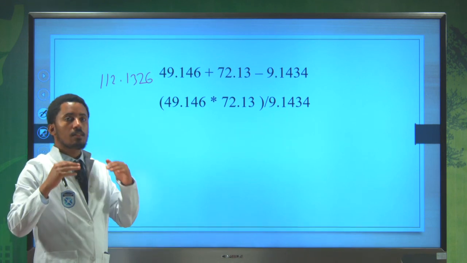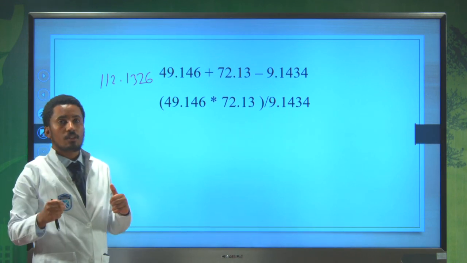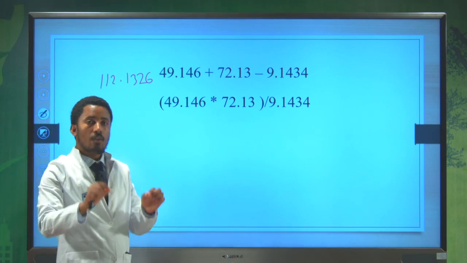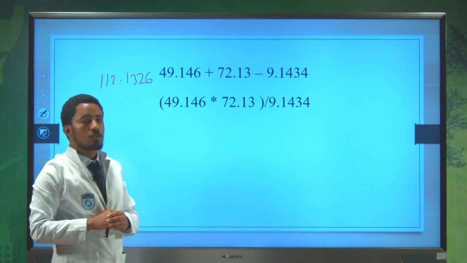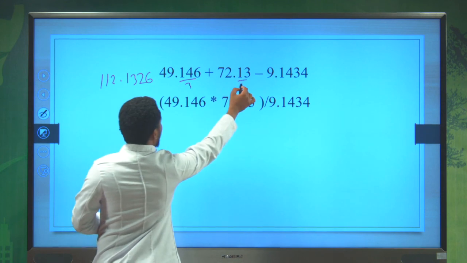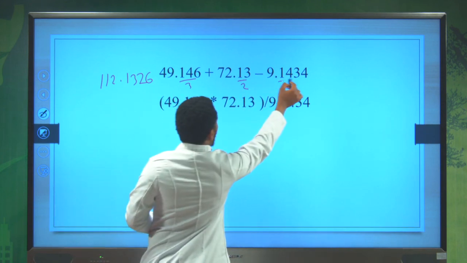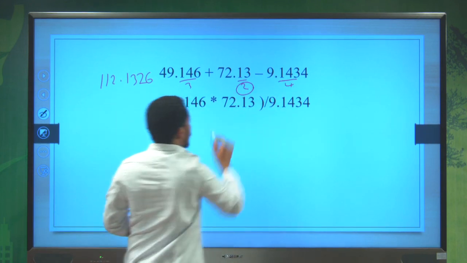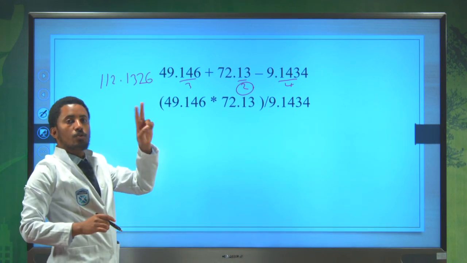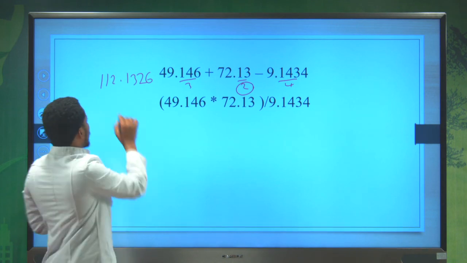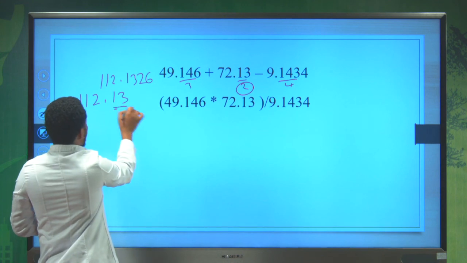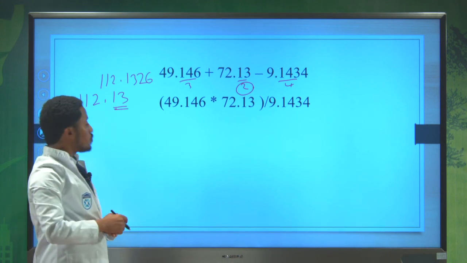But this is not the end. We have to check. What? Since this is addition, we have to use the least decimal places. So let us check the decimal places. Here we have 3, here we have 2, and here we have 4. So the least is 2. This means the decimal part should have 2 decimal places. So it's going to be 112.13.